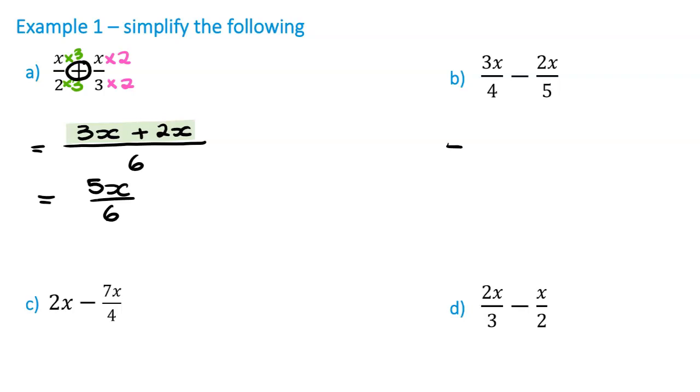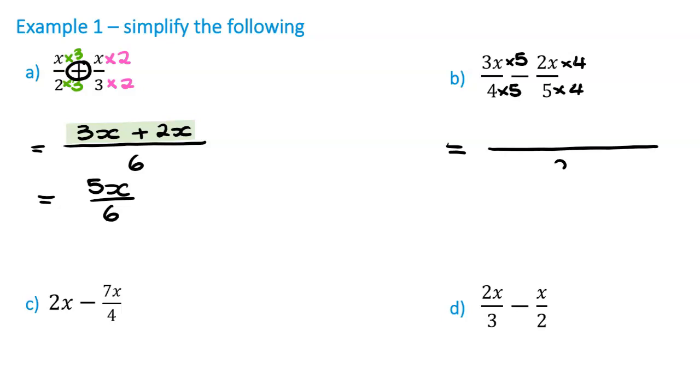Let's have a look at subtraction. Very similar, except it's subtracting. What's the lowest common denominator of this one going to be? I notice we've got a 4 and a 5, so our lowest common denominator is going to be 20. To achieve this, this needs to be multiplied by 5, so the top also needs to have the same treatment. To achieve that as well, on the second fraction, we'd need to multiply the top and bottom by 4.